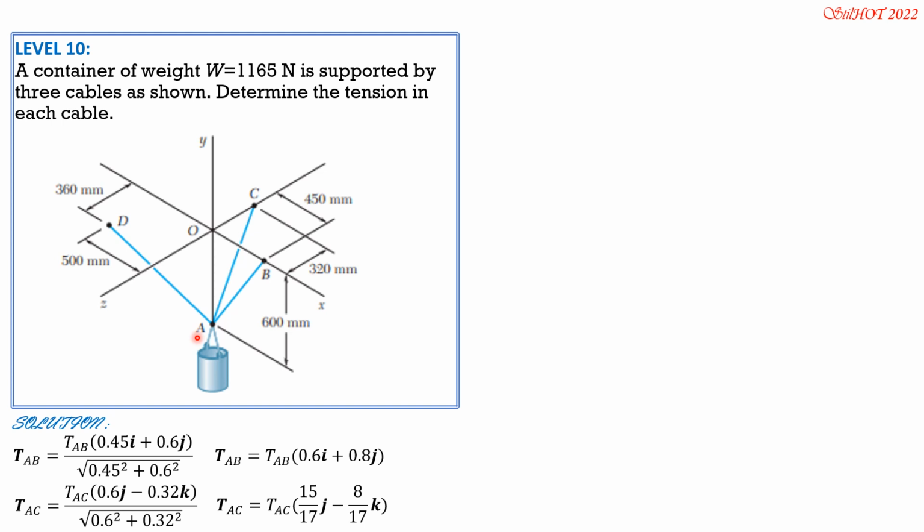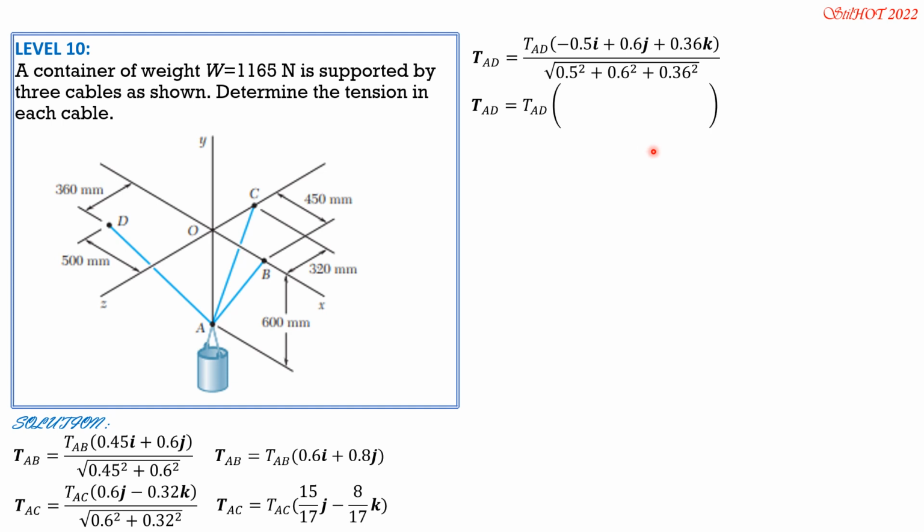Next, tension AD. So tension AD is magnitude of tension AD times negative 0.5 I plus 0.6 J plus 0.36 K over square root of 0.5 squared plus 0.6 squared plus 0.36 squared. Simplifying, tension AD is magnitude of tension AD times negative 25 over 43 I plus 30 over 43 J plus 18 over 43 K.